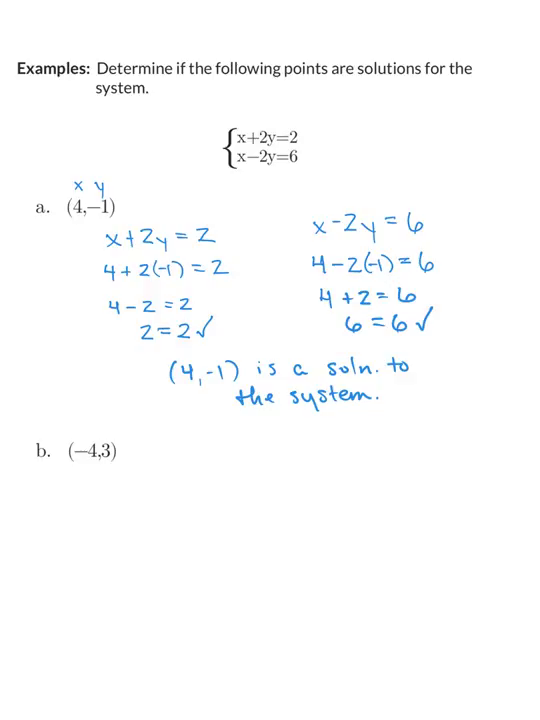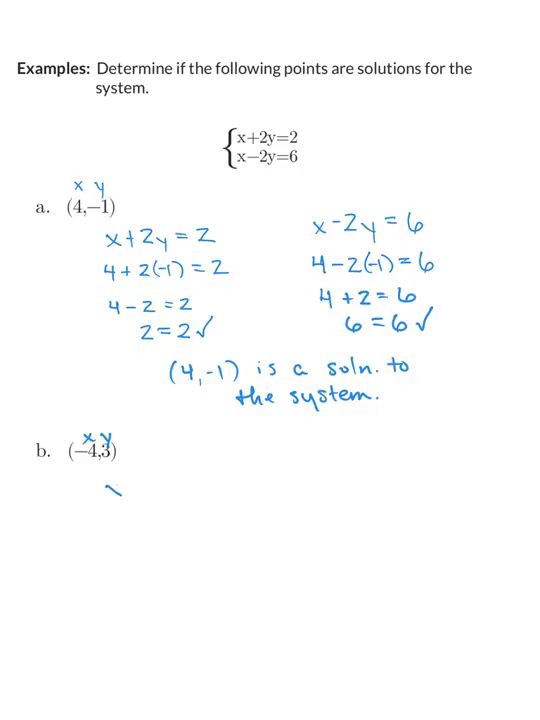Okay, let's go ahead and look at example B. Example B, we're going to do the same thing. I want to know, is (-4, 3) a solution to the system? So I'm going to plug in -4 for x since it's the x coordinate, and I'm going to plug in 3 for y since it's the y coordinate.